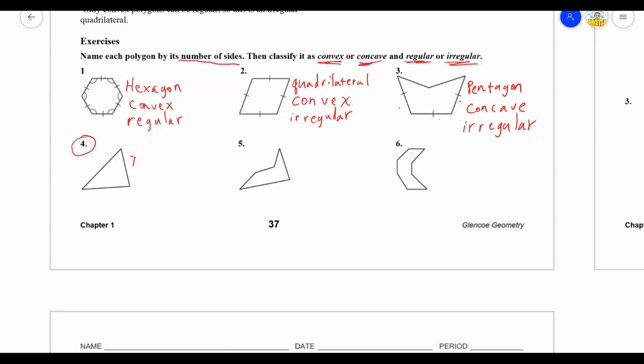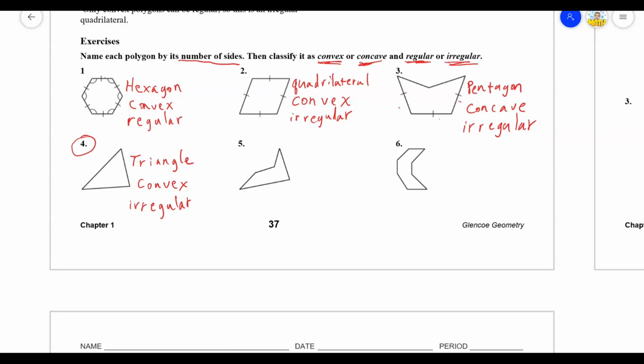So hopefully you classified this as a triangle. It has 3 sides. Then you're able to say that this is convex. It's not caved in any way. None of the sides or angles are marked, so we're going to have to label that as an irregular. Call that a scalene triangle.